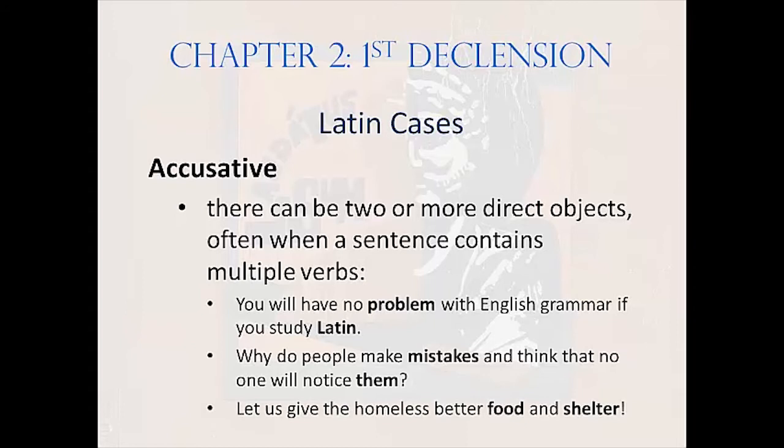Let us give the homeless better food and shelter. Here there are two direct objects, but only one verb. Give is that verb. Food and shelter are its two direct objects. Homeless is not the direct object, but the indirect object here, because it is not receiving the action, but the benefit of the giving. In Latin, it would be in the dative case.